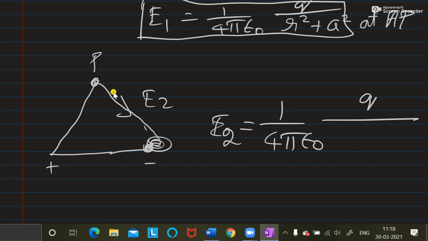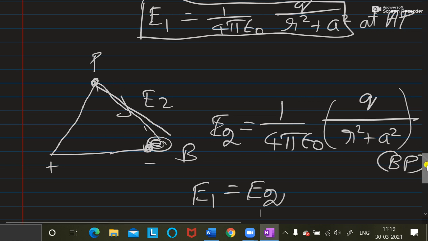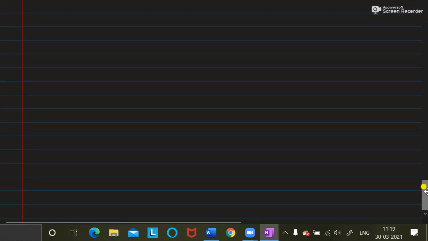Same, sir. R square plus A square, the whole root will get cancelled. The distance is going to be the BP distance, this distance. So finally we got E1 is equal to E2. So already we have one of the equations, the net electric field at the point P.